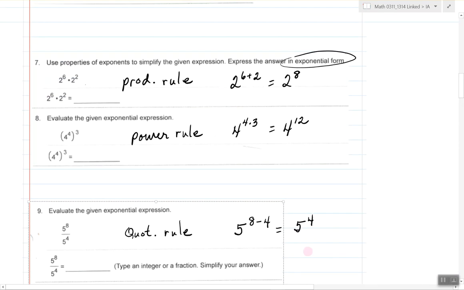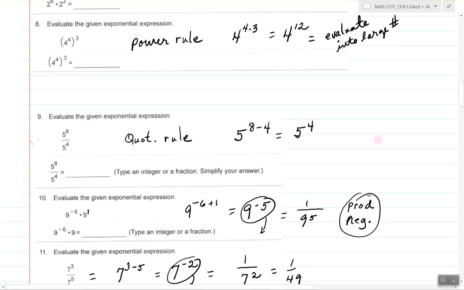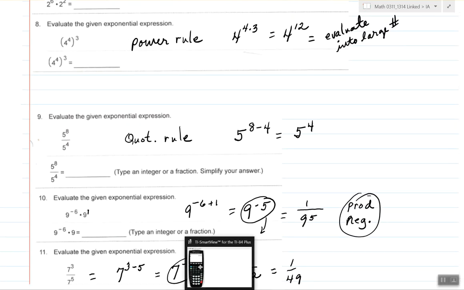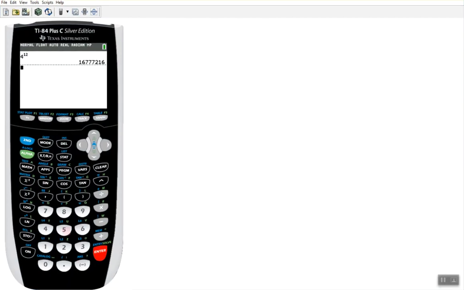I'm looking for where that, here it is. Evaluate this into a large number. Okay. If I want to use the calculator to do these, I can. I really don't know that I want to take the time to say, okay, what is 5 to the 4th power? 625.